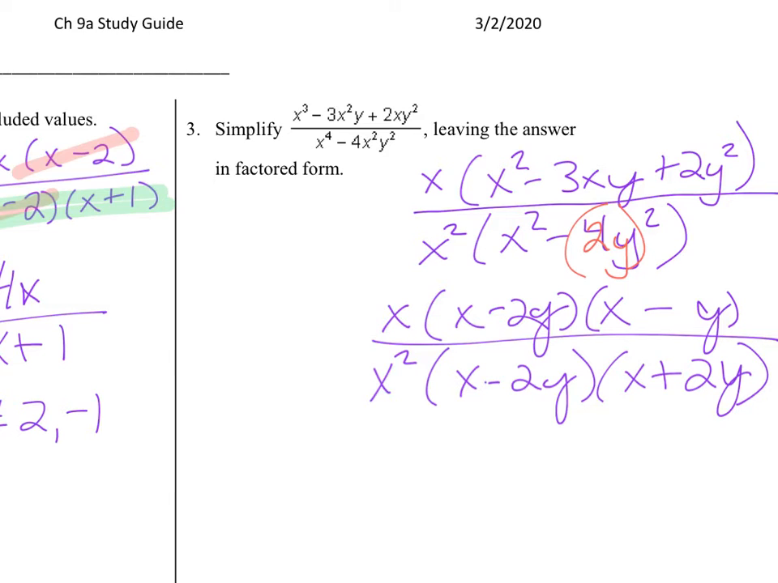As you can see, the x minus 2y's are both going to cancel. This x is going to go away, as is the 2, so we're left with just an x on the bottom. My final answer is x minus y over x times x plus 2y.